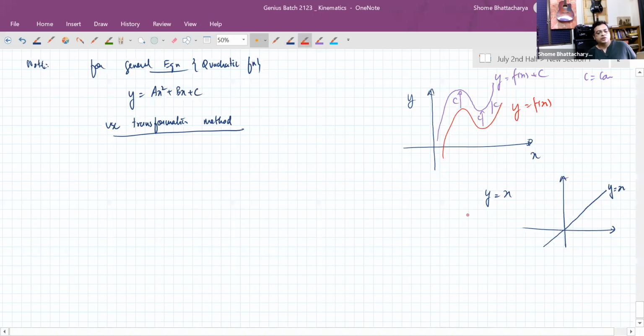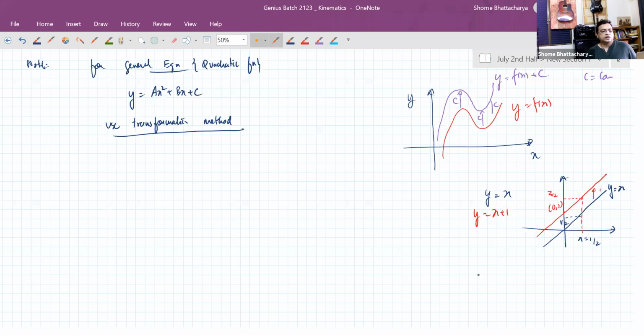Now what will the graph of y equal to x plus 1 look like? Just lift this whole graph up by 1. So any point you can see here, suppose this was the point x equal to 1. Here y was equal to 1, but here y will become 2. Let's say this was half, so here y will become 3 at this point. So this whole graph is lifted up by 1 unit.